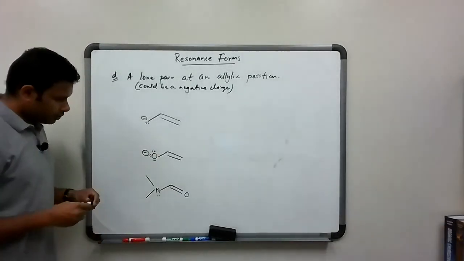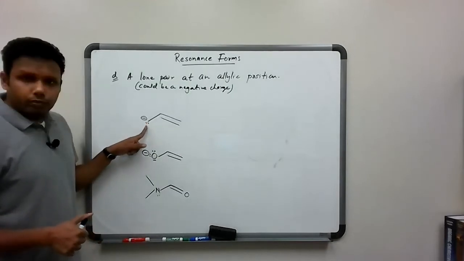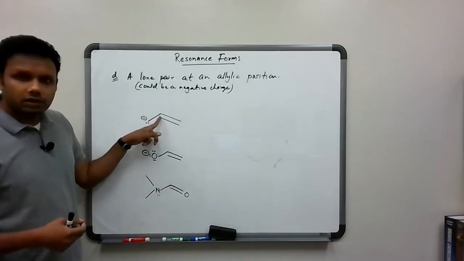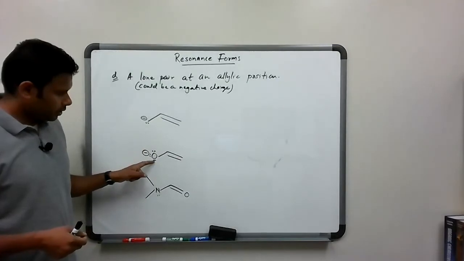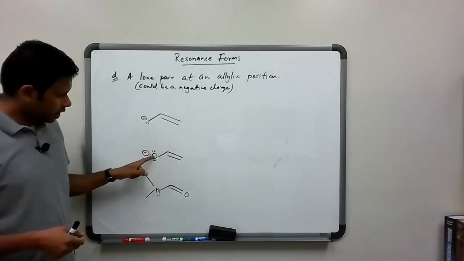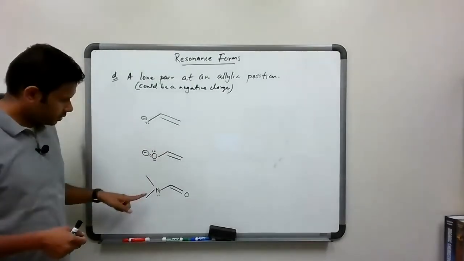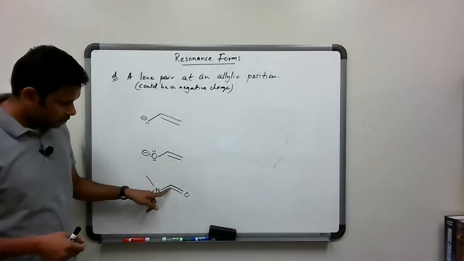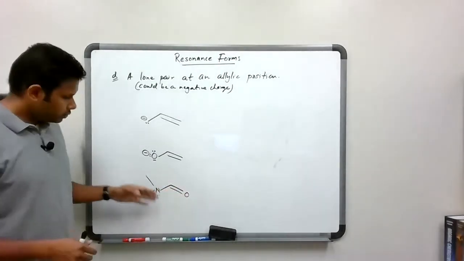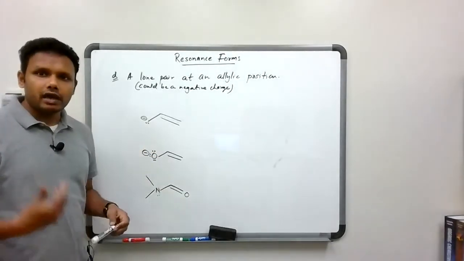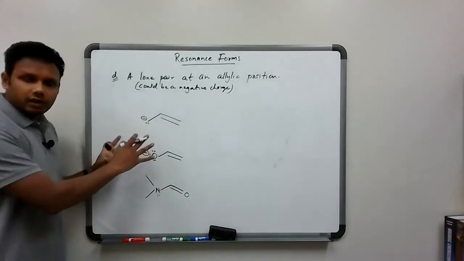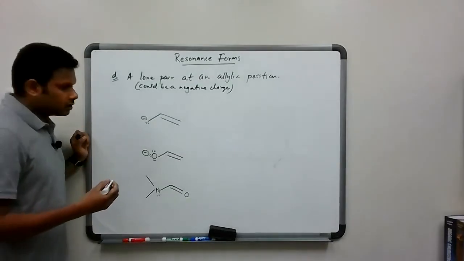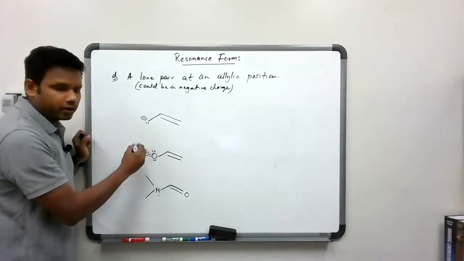Okay, so now if you notice, we have a lone pair that is at an allylic position because this carbon is connected to the vinylic carbon. Lone pair at an allylic position because this oxygen is connected to a vinylic carbon. Lone pair at an allylic position because the nitrogen is connected to that carbon, which is part of the double bond. Okay, so these are all lone pairs at allylic positions. So when you have a lone pair at an allylic position, you can do resonance by starting at this lone pair. Okay, you start at the lone pair.